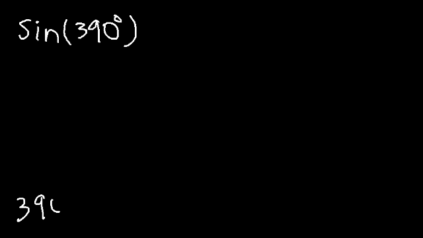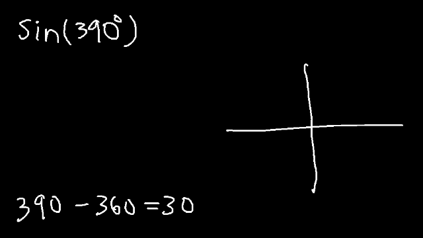Now let's say if you wish to evaluate an angle that's larger than 360. Let's say sine 390. What would you do? If you get an angle that's larger than 360, find something known as the coterminal angle. So to find the coterminal angle, subtract 390 by 360, and you'll get 30. So 30 is over here, and this is 30 degrees.